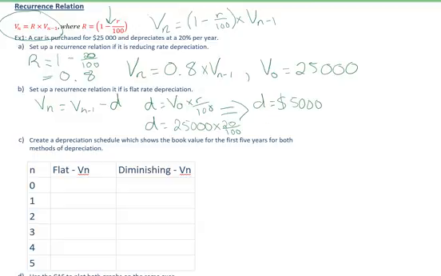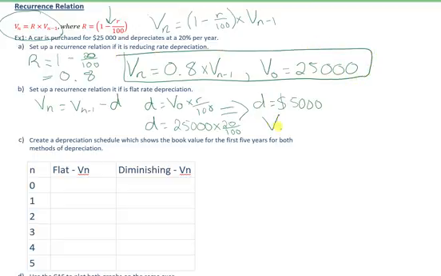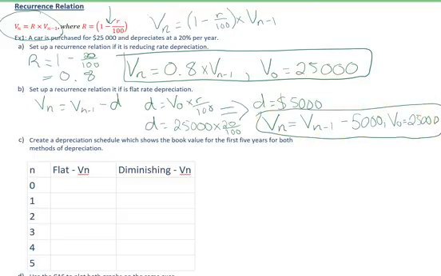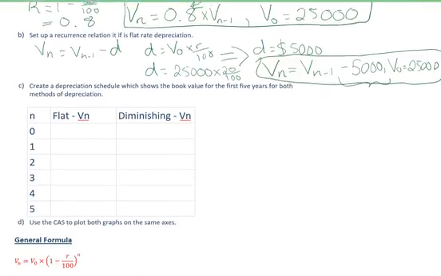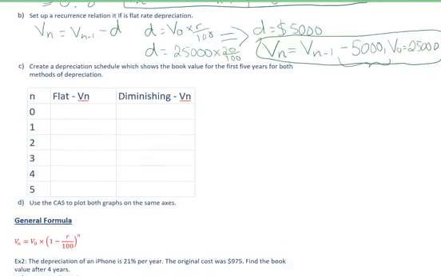So my final equation, box around this one, so that was my recurrence. If I'm looking at diminishing, I multiply by 0.8. If I'm looking at flat rate, I'm going to be losing $5,000 each year, starting with 25,000. Sorry, running out of space a little bit. So those are the two different scenarios. Here, multiplying by 0.8 each time. Here, subtracting 5,000 each time. Now let's see how these two compare and how much the difference is between the two methods.